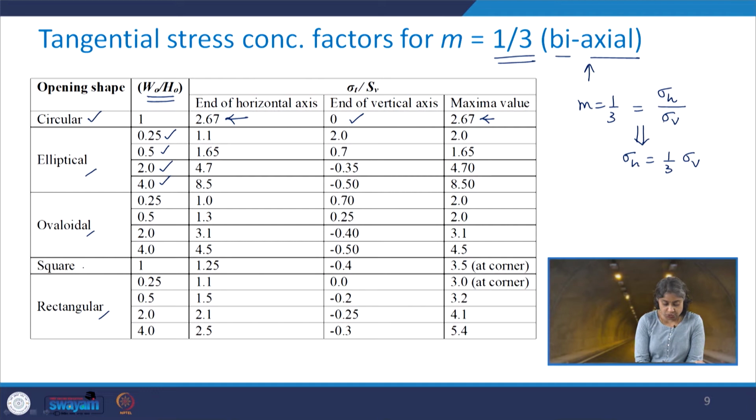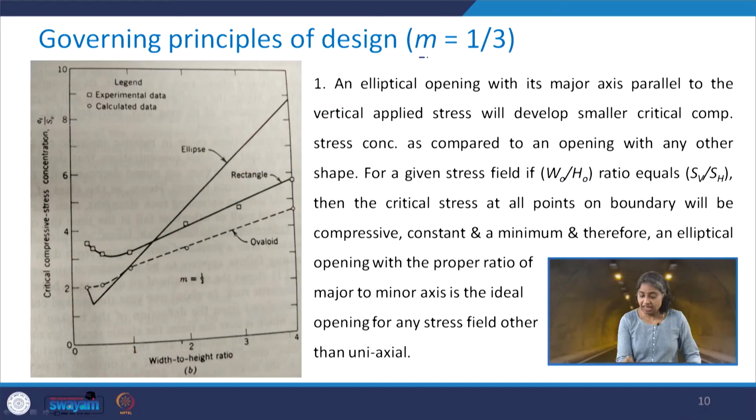Now come to the square opening. There you can see that the maximum value is occurring at the corner. Similarly, in the case of the rectangular one, this maximum value is occurring at the corner. You remember I mentioned to you that the maximum value will be there wherever you have the minimum radius of curvature. And therefore, we can derive some of the governing principles with respect to the biaxial state of stress when m assumes a value of 1 by 3.